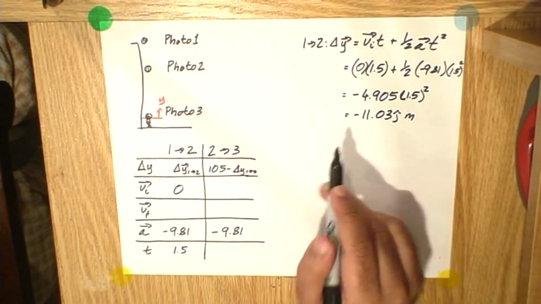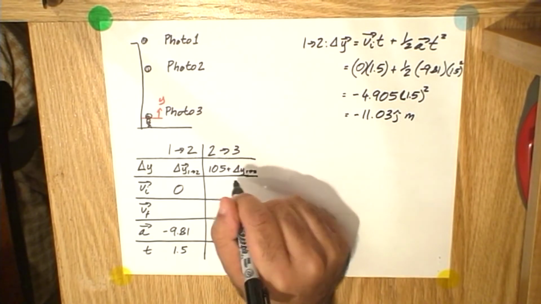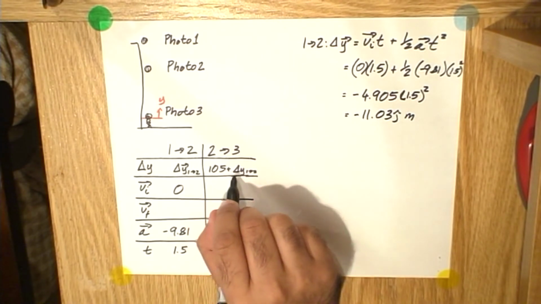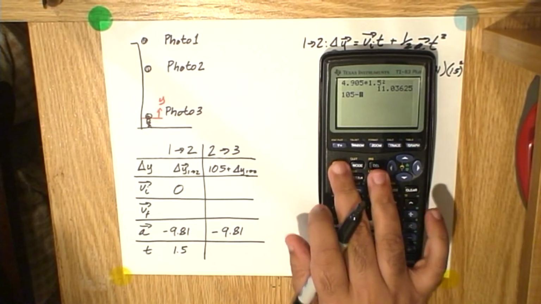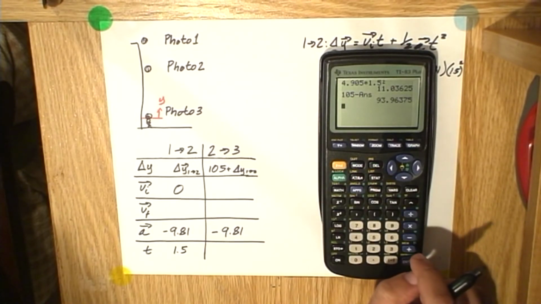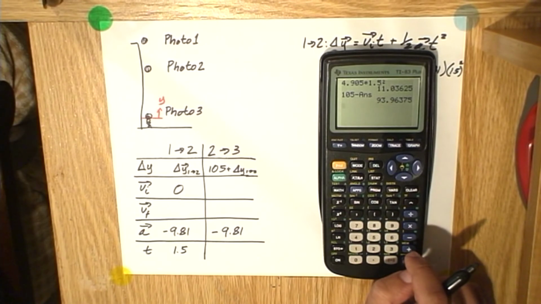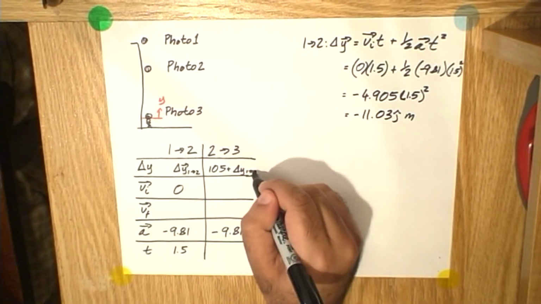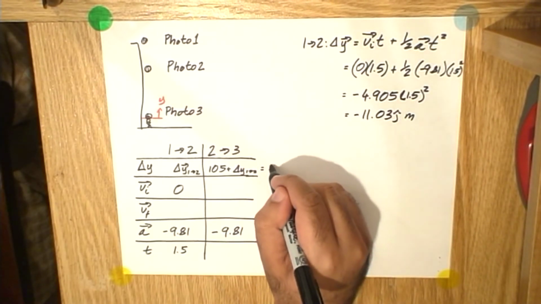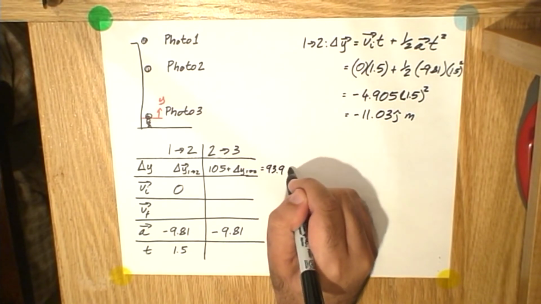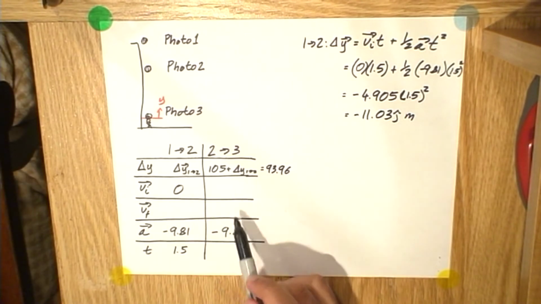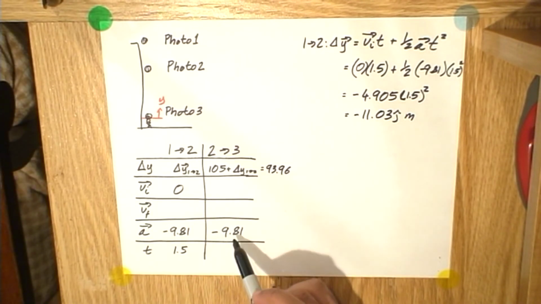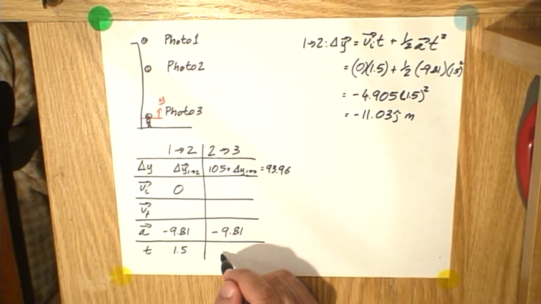Because I put this down as negative, I suppose I should put a positive over here. It's going to be 105 plus a negative number. So 105 minus this means it has still 93.96 meters to go. So that is delta y for part 2. Now the problem that we run into here is that we still don't have enough information to find out the time for phase 2. So what do?